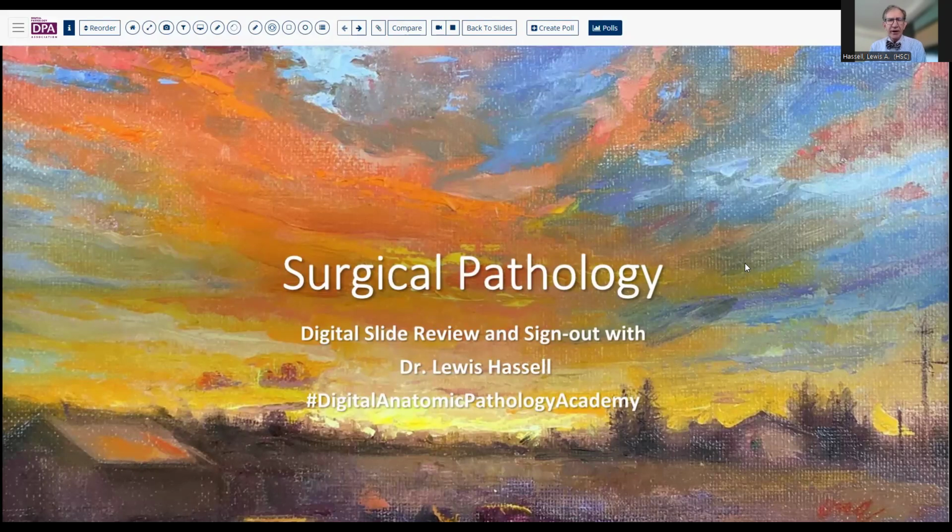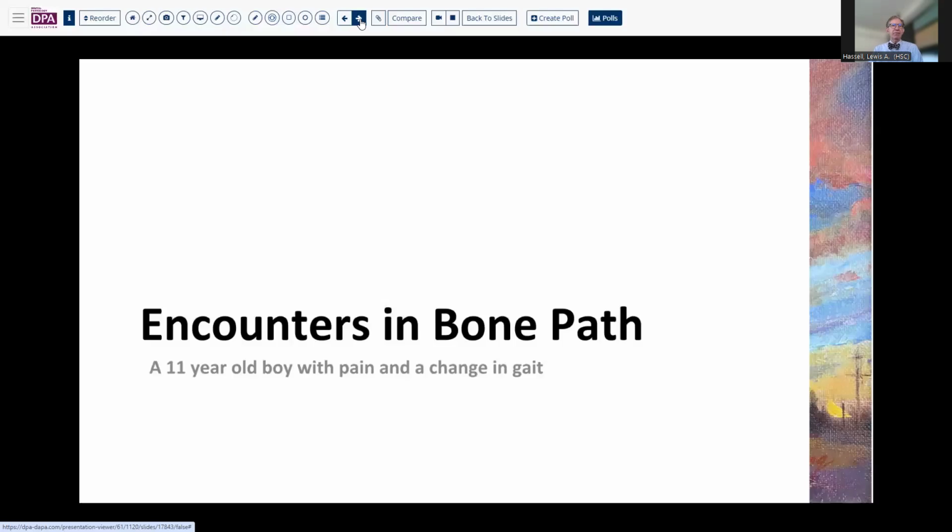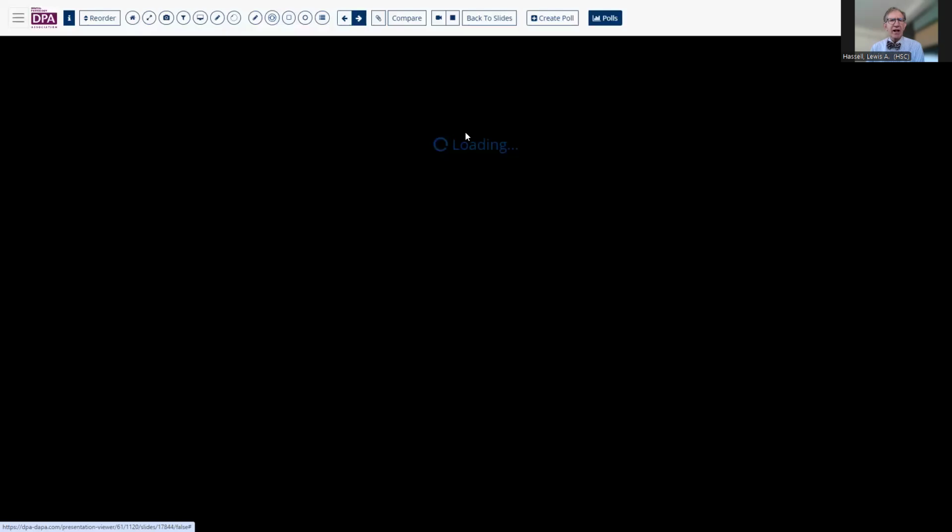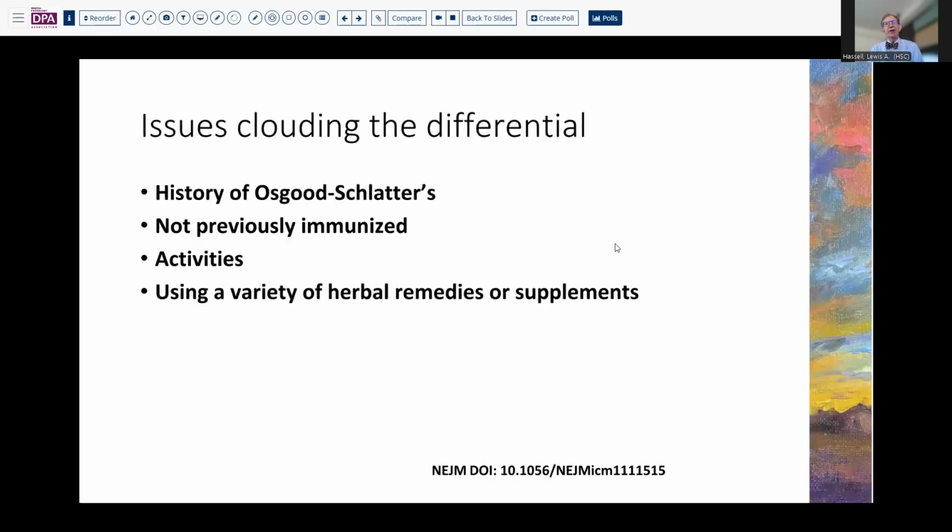Our case today comes from the realm of bone and soft tissue pathology and is a young person, about 11 years old, who's developed some pain in his lower extremity and has a little bit of a change in gait that makes it very difficult and uncomfortable to walk. Radiographic analysis is, of course, going to be important with this, but there are also some interesting factors in the history.